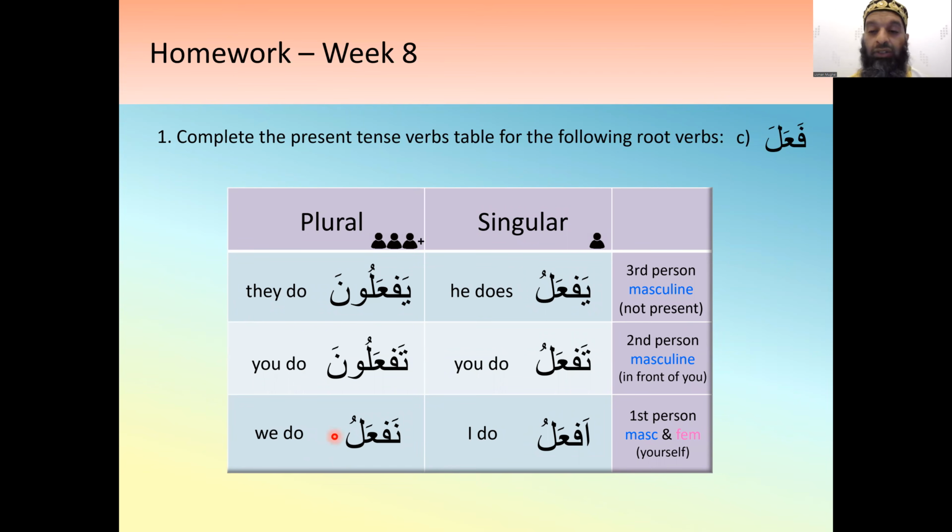So just a matter of inserting those letters in the table and you get all the answers. The only tricky bit is knowing the vowel on the third letter. Once you know what it is for that verb, it stays the same all the way through the table. And for that, you will have to learn it. That's why you learn the present tense with the past tense. Fa'ala yaf'alu, so you know what the vowel is on the third letter. Everybody happy? Okay, good. Right, next one.